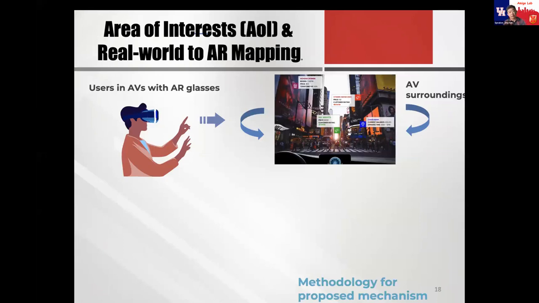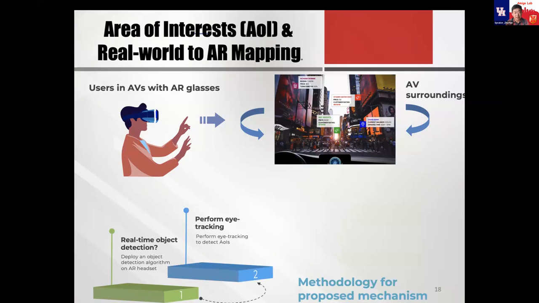Okay, so we want this, it's not wearing AR glasses when you're driving; you don't need to wear the glasses. So basically, we will find the nearby surroundings, and then we have real-time object detection to see, maybe there's a different store around. And then we try to perform eye tracking, basically telling you where you are focusing.